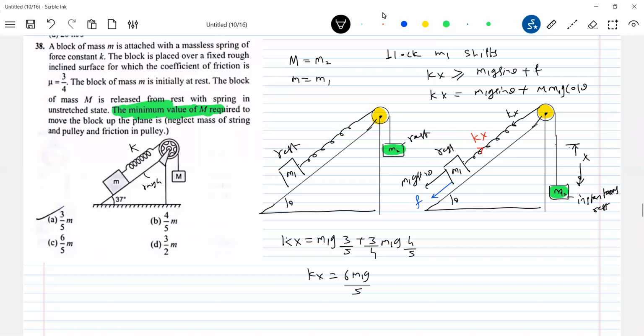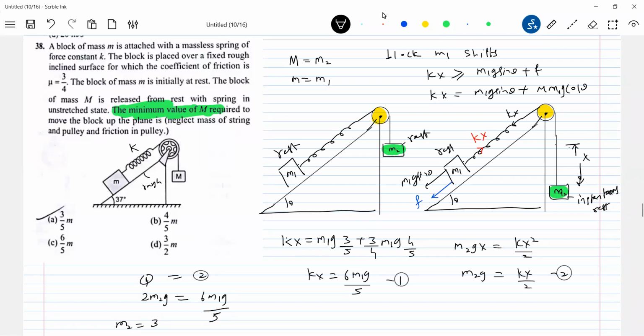Now come to this. Decrease in potential energy, M2gx, should be equal to Kx squared by 2. M2g equal to Kx by 2. So what is Kx equal to? 2M2g, I'll write it. So equating 1 and 2, what is the value of M2? M2 will be 3 by 5 m. This will be your answer.